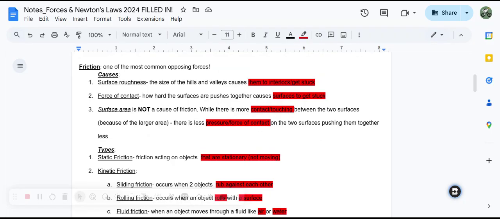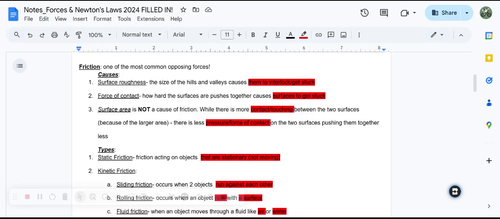They will get stuck. So think about using sandpaper, right? Taking normal paper and rubbing it along the table versus sandpaper and rubbing it across the table. That sandpaper, because it has bigger bumps, bigger hills and valleys, will sand off the table that you are rubbing it against because those hills and valleys get stuck onto the hills and valleys of the wooden table.